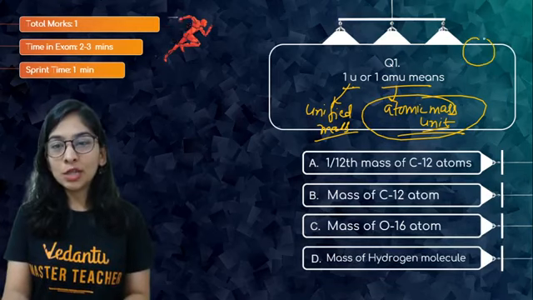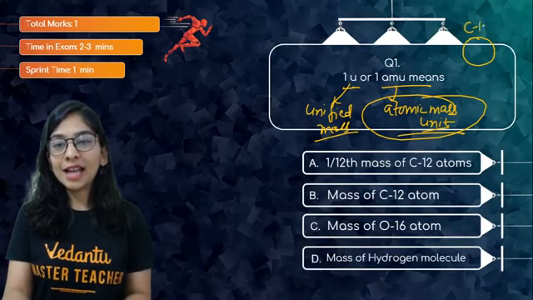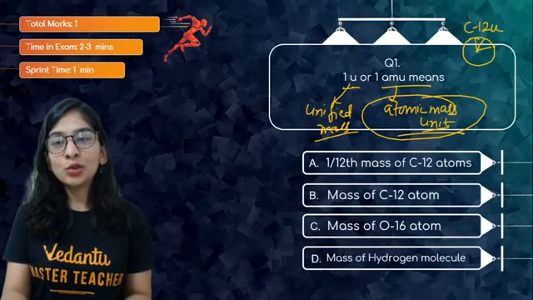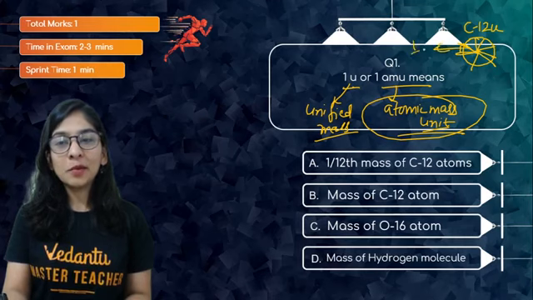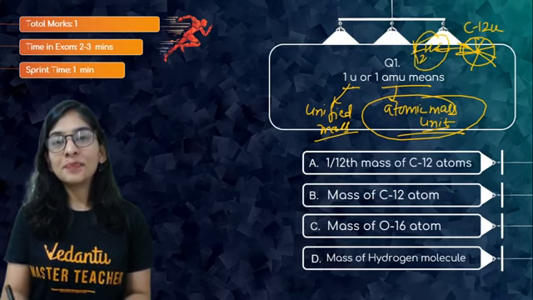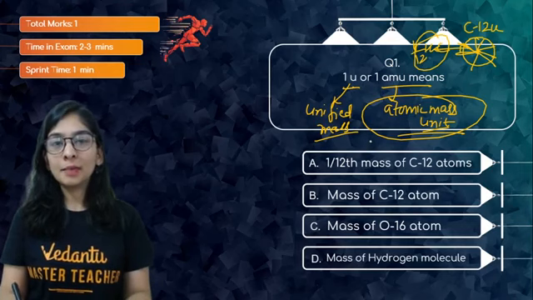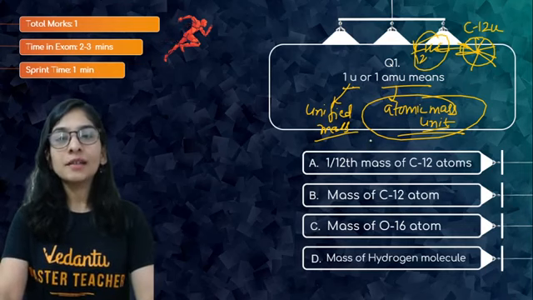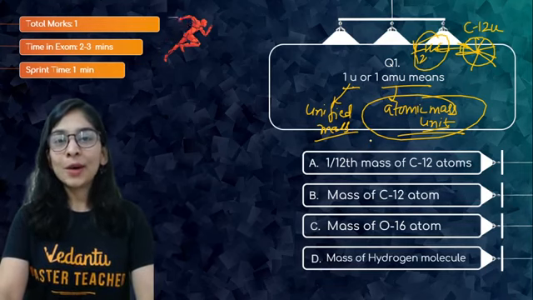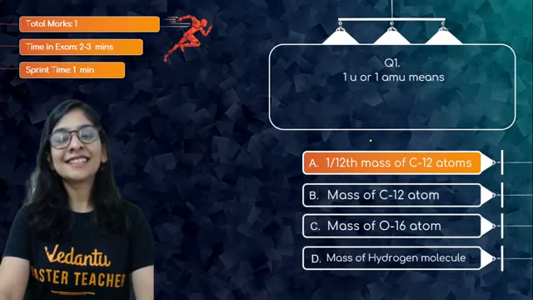You have this C12 atom, a carbon atom that has a mass of 12U, and you divide it into 12 equal parts, and every part is considered as 1 by 12th part of that atom. The mass of that 1 by 12th part is called unified mass or atomic mass unit. So what will be the answer? You know it. The answer is nothing but A.